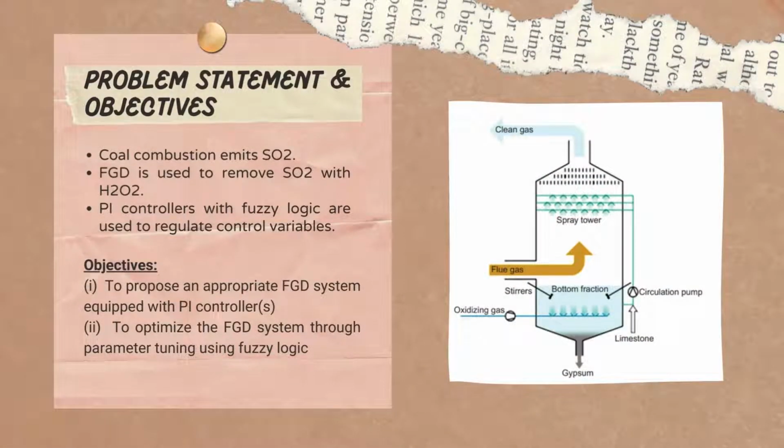Coal-fired power plants emit sulfur dioxide, which negatively impacts the environment and humans. To optimize the FGD process to remove SO2 and maximize its removal efficiency, factors such as flow rate and concentration of H2O2 are maintained using PI controllers. Therefore, the objectives of this project are to propose an appropriate FGD system equipped with PI controllers, and to optimize the FGD system through parameter tuning using fuzzy logic.